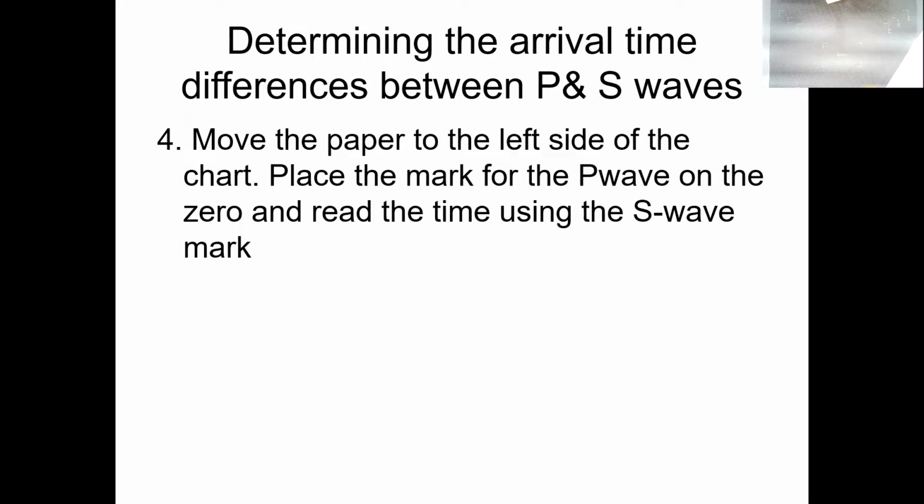Move the paper to the left side of the chart. Place the mark for the P wave on the 0 and read the time using the S wave mark.